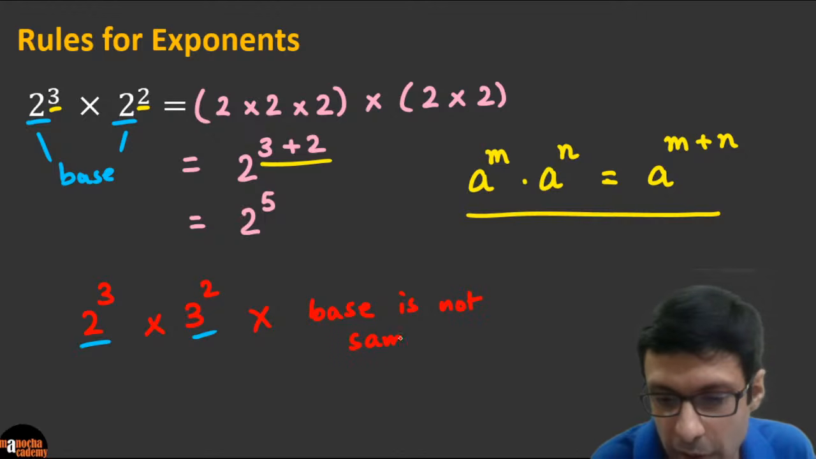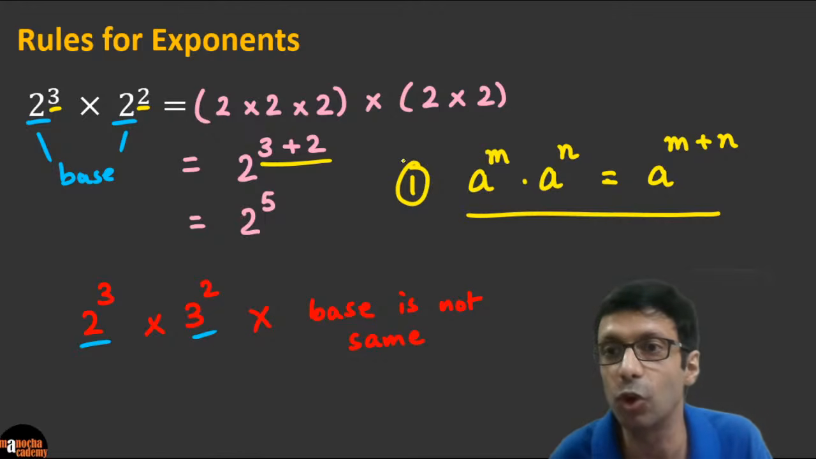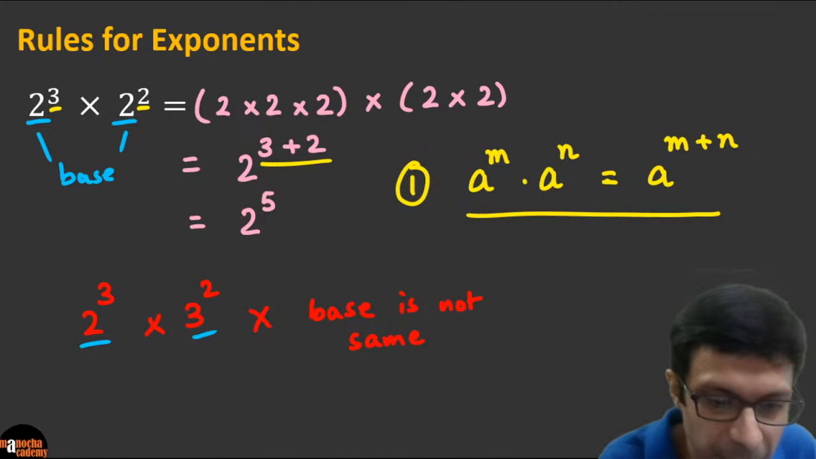Okay. So this is the first rule that we've learned today, that a to the power m multiplied by a to the power n is going to be a to the power m plus n, right? Where you have the same base a. Excellent. Now let's take a look at another rule.